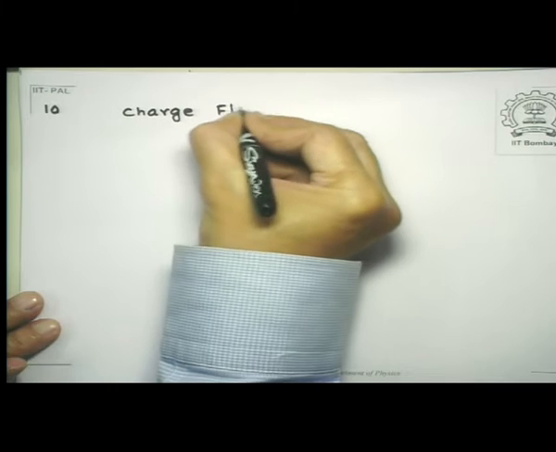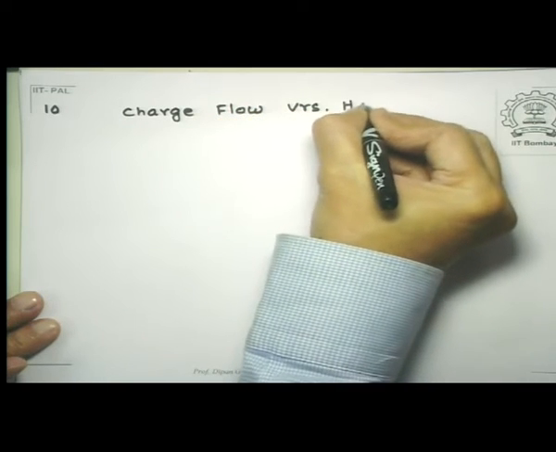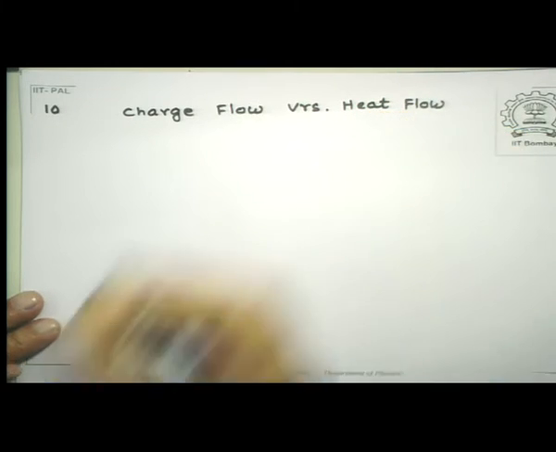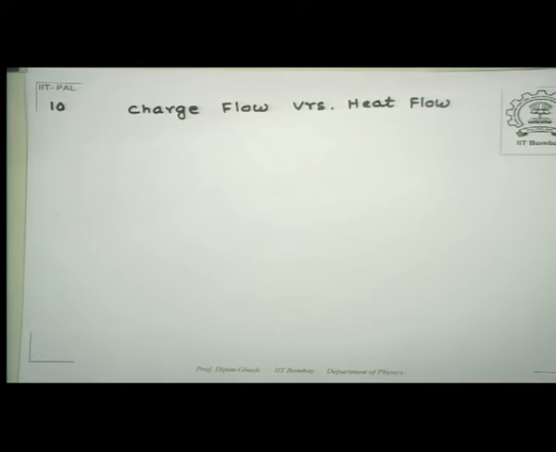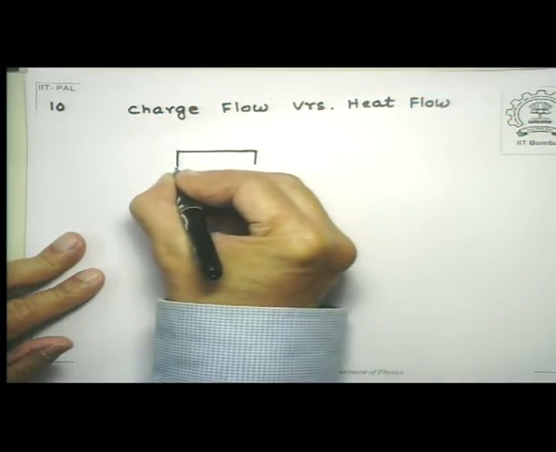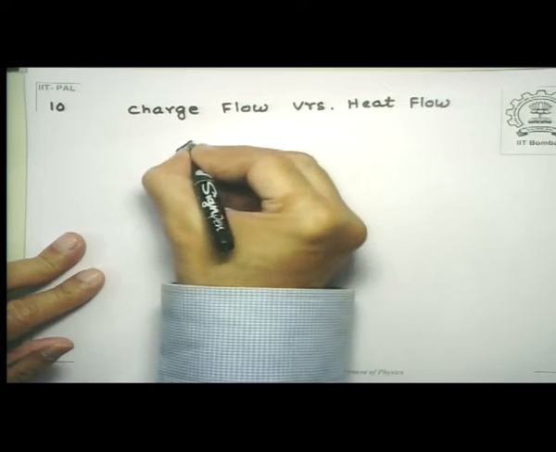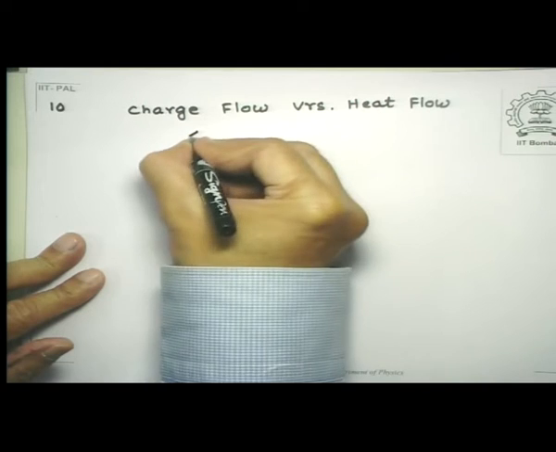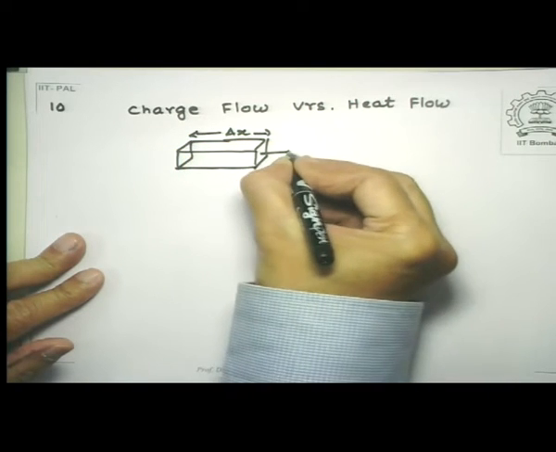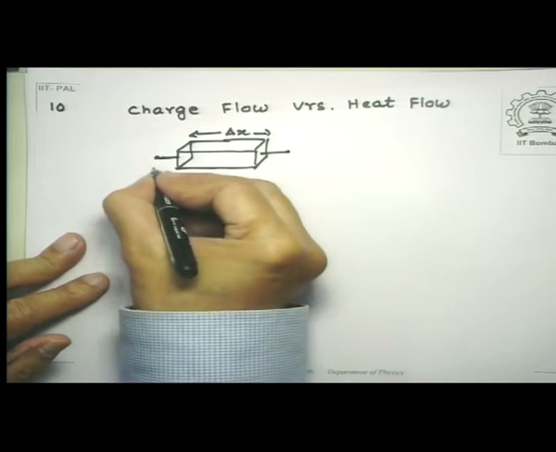Now, before I close this, let me bring out a similarity between charge flow and heat flow. Remember that right in the beginning, when I introduced the concept of an electric current, I had brought out a similarity with the flow of water in a tube. Now, you will realize that the similarity is a lot more striking here. And let us again talk about a sample, and let us suppose that I have a sample of length delta x, and suppose across this I apply a potential difference of delta V.